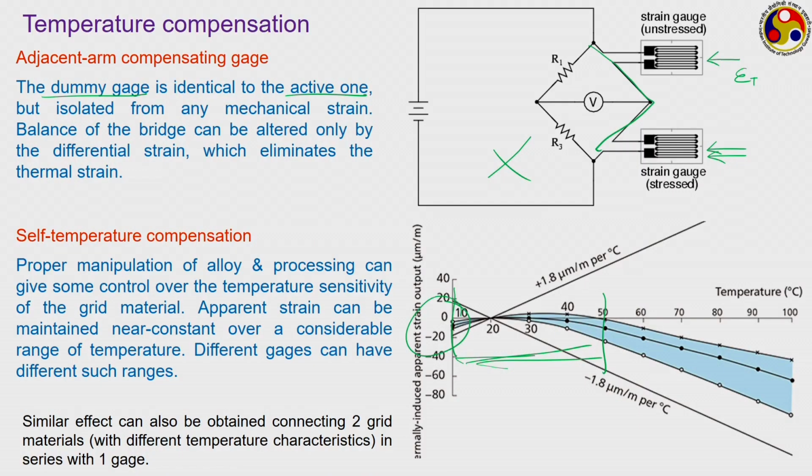A similar effect can also be obtained if we use two different grid materials having different temperature characteristics, connected in series in a single gauge. But here, importantly, we have to control the temperature characteristics of both materials properly, and we have to connect them suitably as well. Then the combined effect of these two gauges will also be more or less independent of the temperature effect. But still, temperature compensation is a very important tool that we always have to be mindful of whenever working with resistive strain gauges.